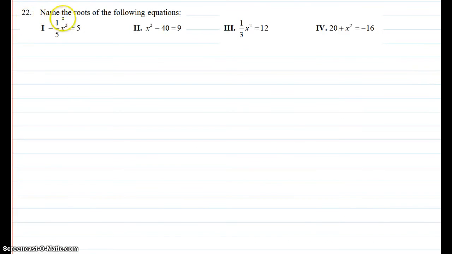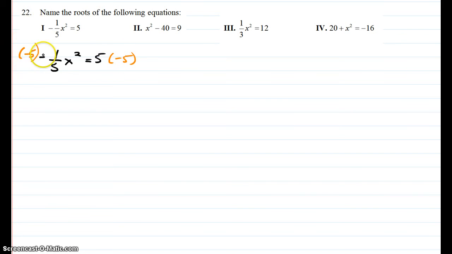All right, number 22, name the roots of the following equations. So we're going to solve them. So the first one, negative 1/5 x squared equals 5. And so to get rid of the fraction, we're going to multiply both sides by the bottom number. And since this is a negative, I'm actually going to multiply by negative 5, because that'll get rid of the fraction and the negative.